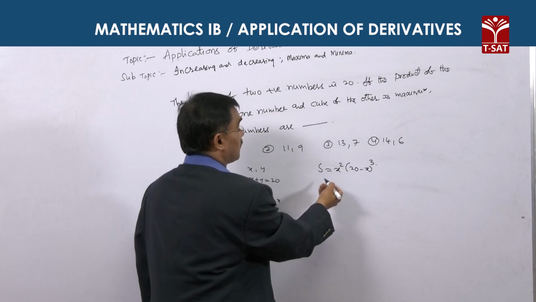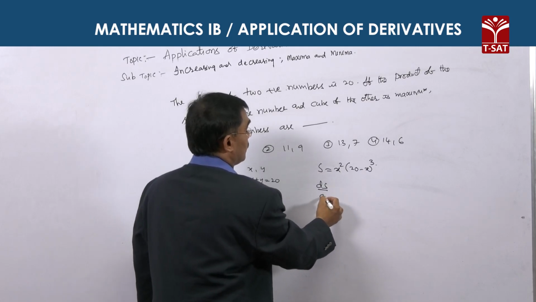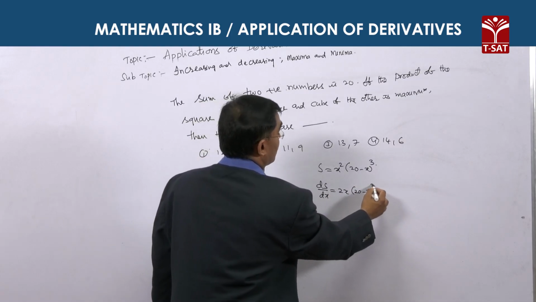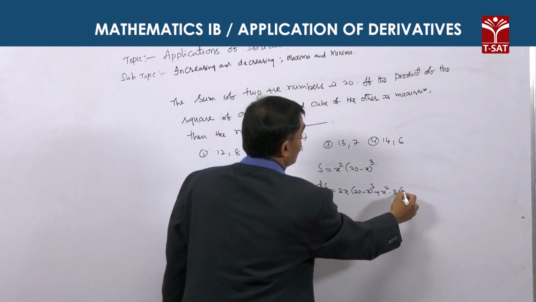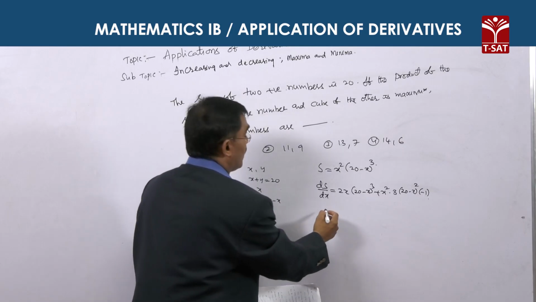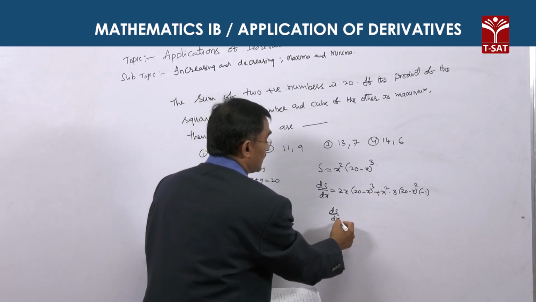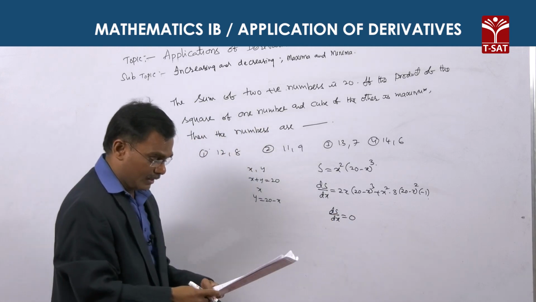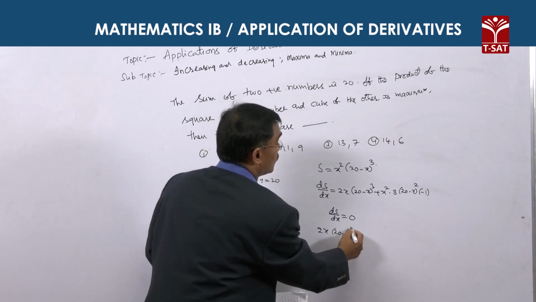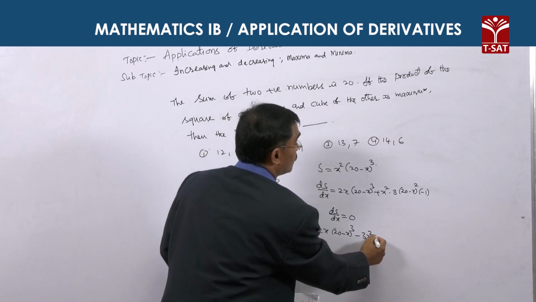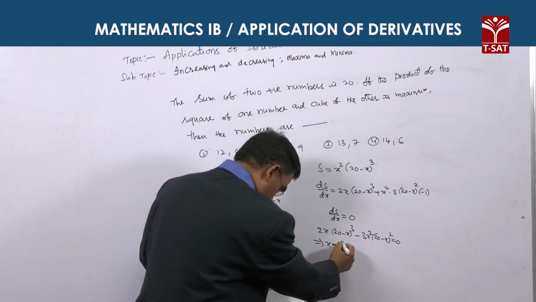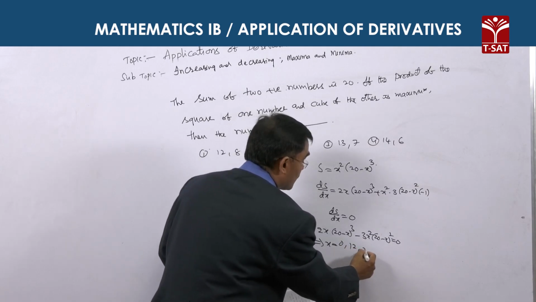For finding the maximum of S, first we find dS by dx, which is 2x into 20 minus x whole power 3 plus x square into 3 into 20 minus x whole square into minus 1. For maximum or minimum, dS by dx is equal to 0. Solving this equation, 2x into 20 minus x whole cube minus 3x square into 20 minus x whole square is equal to 0. Solving this equation, you get x is equal to 0, 12 and 20.